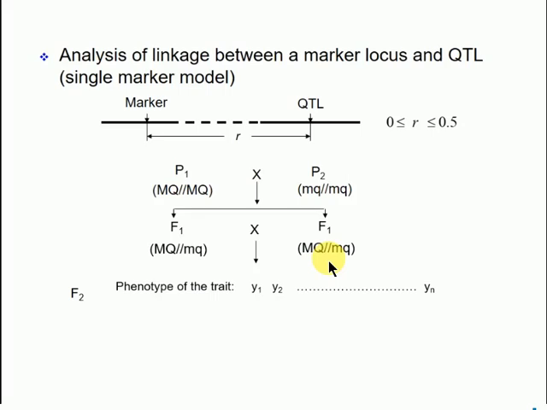This population contains little n individuals. We score each of the individuals for the phenotype of the trait, for example height or yield. Height of individual 1, height of individual 2, and so on. That is the phenotype score of the trait for each of the n individuals. That is easy to get. And also, we genotype, scoring the genotype of each of the individuals at the marker locus. We label them as X1 to XN.